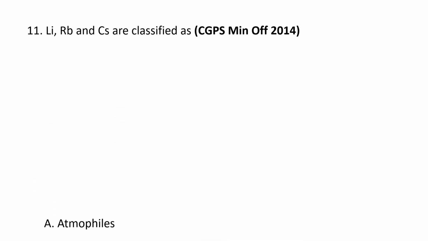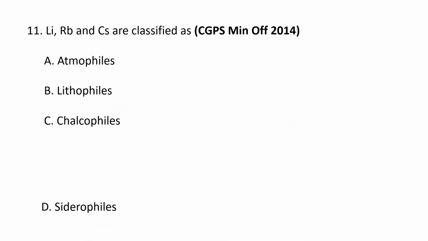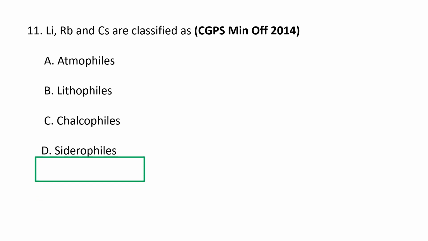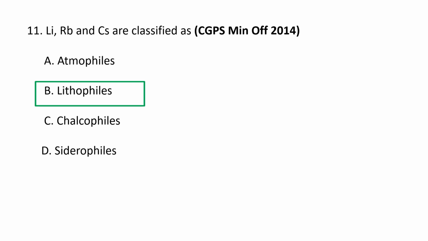Lithium, rubidium and cesium are classified as A. Atmophiles, B. Lithophiles, C. Chalcophiles and D. Siderophiles. Lithium, rubidium and cesium are classified as lithophiles. In the Goldschmidt classification, lithophile elements are the elements that are preferentially found in silicate minerals rather than sulfides or metals. The term lithophile comes from the Greek word for rock loving. Lithium, rubidium, cesium, they are all lithophile elements according to the Goldschmidt classification of elements.